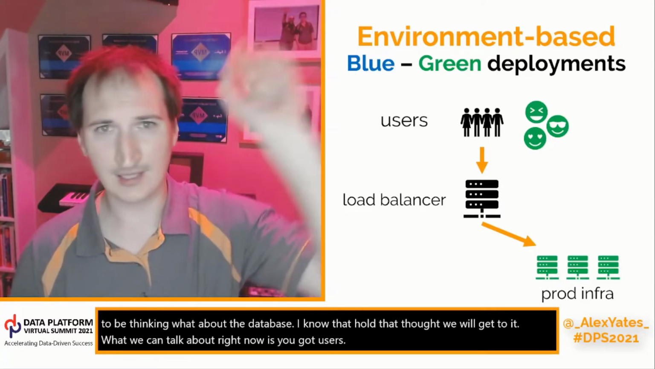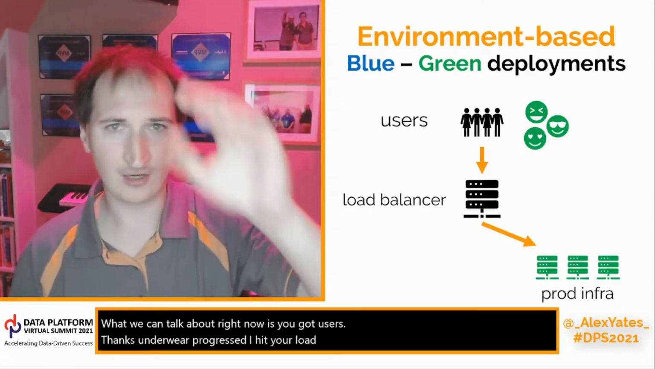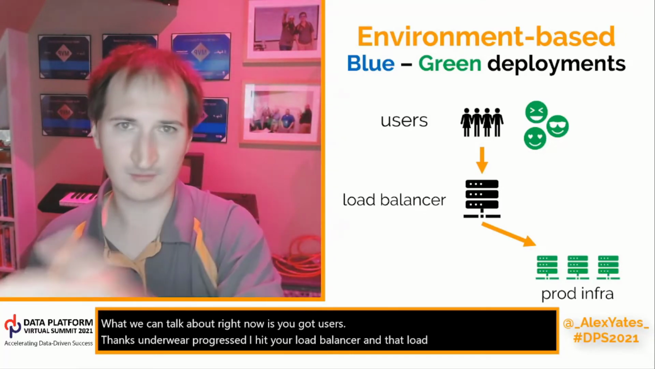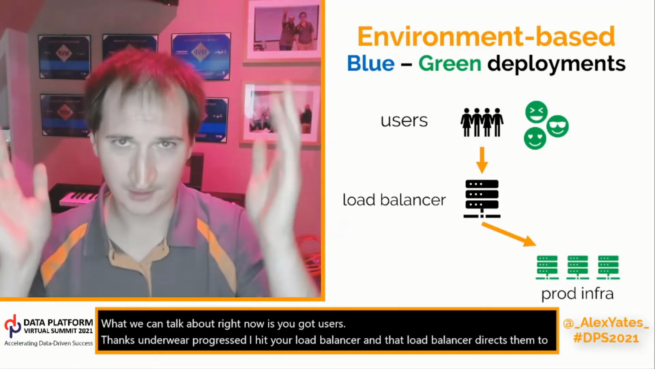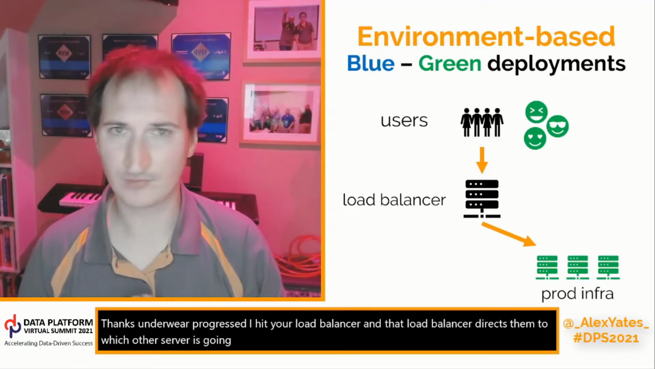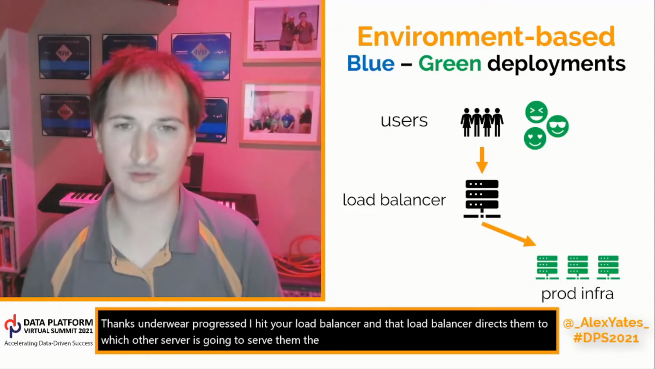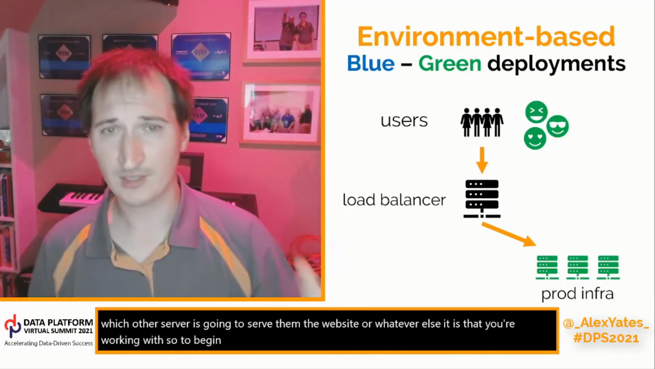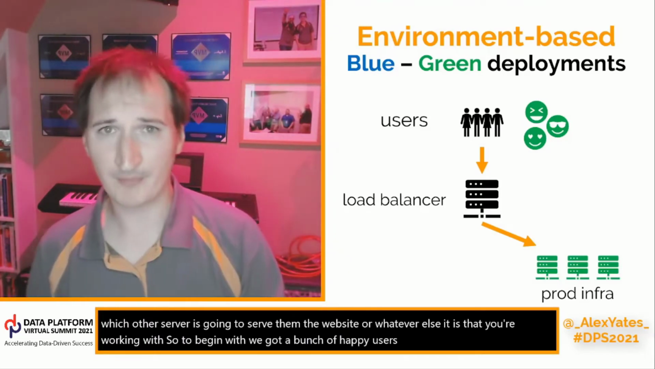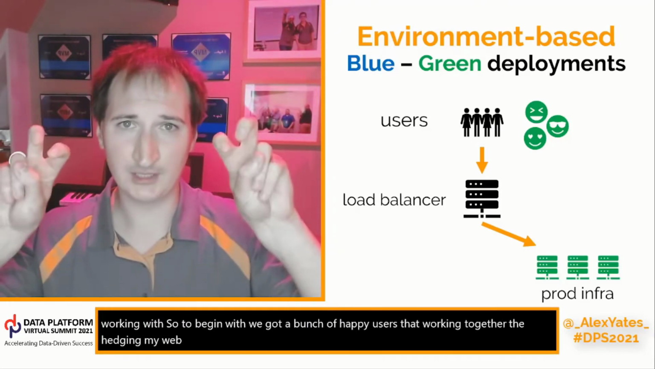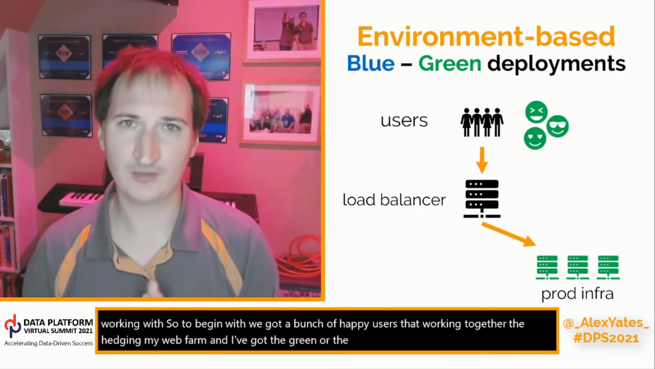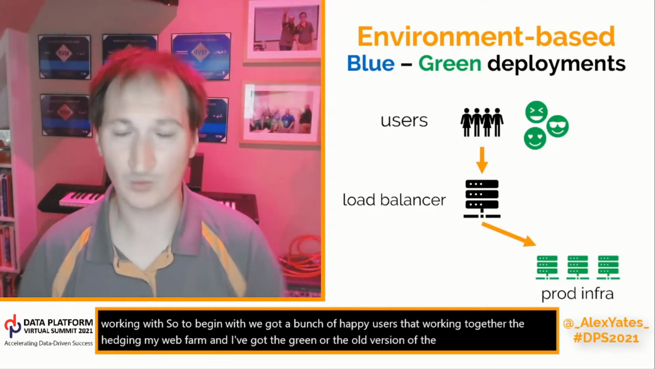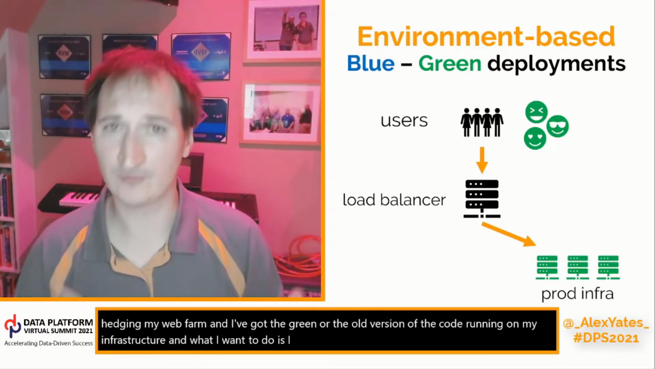They send a web request, they hit your load balancer, and that load balancer directs them to whichever server is going to serve them the website or whatever else it is that you're working with. So to begin with, we've got a bunch of happy users. They're working together, they're hitting my web farm, and I've got the green or the old version of the code running on my infrastructure. And what I want to do is I want to release a new version.